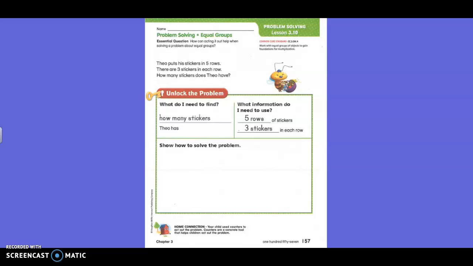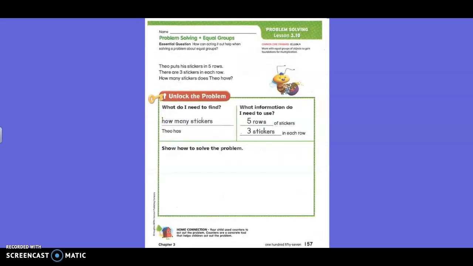Okay, after reading the problem, let's work it out. As we are doing this, what are we asked to find? What question did it ask us to find? What answer are we trying to find? Kinley? How many stickers does Theo have? Okay, trace these words. How many stickers does Theo have? Or how many stickers Theo has? Here it's asking how many stickers?